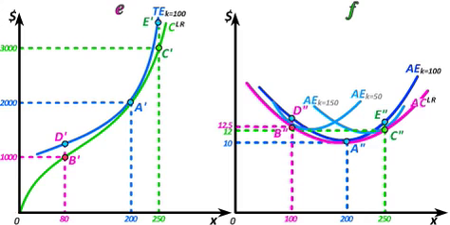The only real difference is that in panel F, the long-run average cost curve is U-shaped because of the initially increasing returns to scale that turn to decreasing returns to scale along the production frontier. In panel C, on the other hand, it's a horizontal line because of the underlying assumption of constant returns to scale.